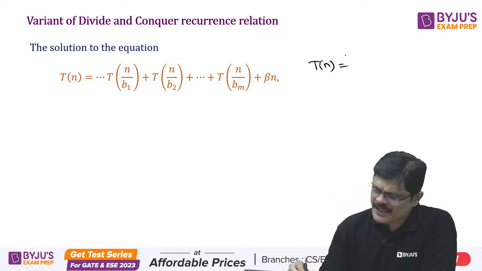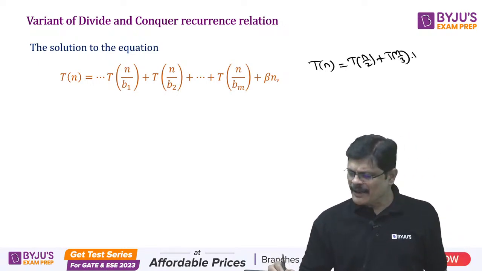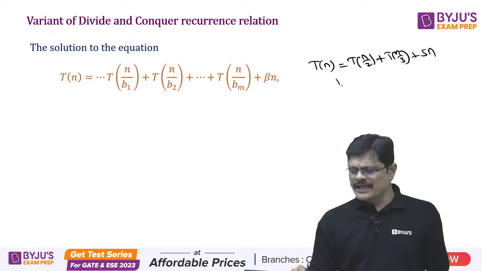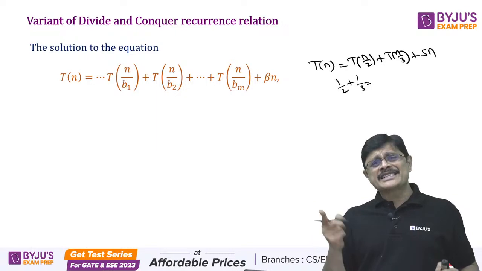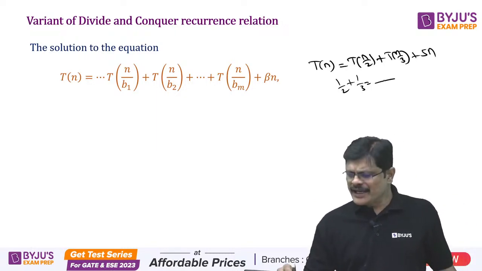Here you see something like T(n/2) + T(n/3) + 5n. So you see 1/2 plus 1/3, and you check whether it is less than 1 or equal to 1. Here the LCM is 6.